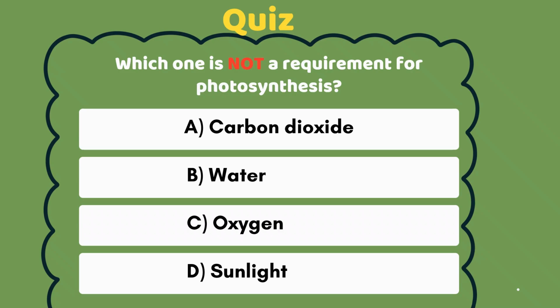And I just want to give you a quick quiz just to check if you do understand the concept of this topic. Let's have a look. Which one is not a requirement for photosynthesis? A, carbon dioxide. B, water. C, oxygen. D, sunlight. Please just have a piece of paper and write down your answers.